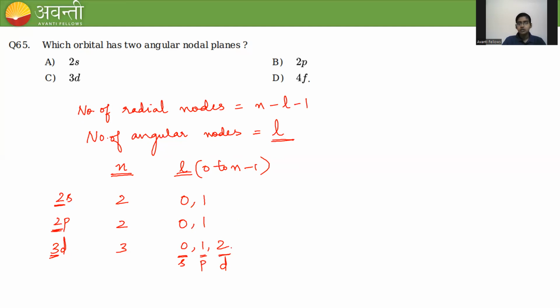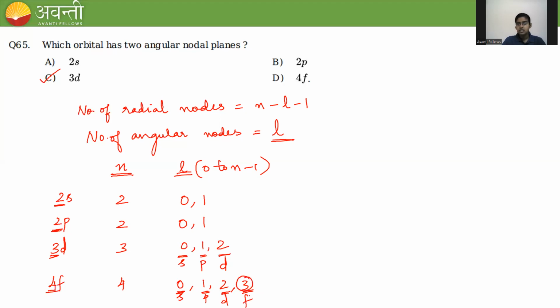And here the L value is 2 for the d orbital, and that is the correct answer. For a 4f orbital, the n value is 4, but the L value can be 0, 1, 2, and 3, right? So 0 corresponds to s, 1 corresponds to p, 2 corresponds to d, and 3 corresponds to f. So the L value is equal to 3 for f.